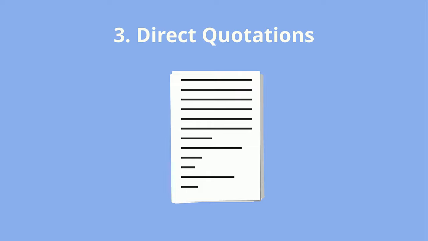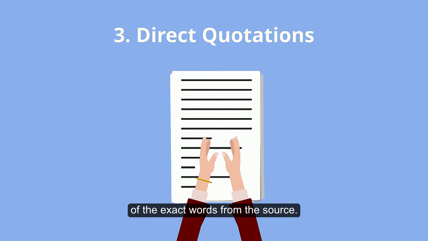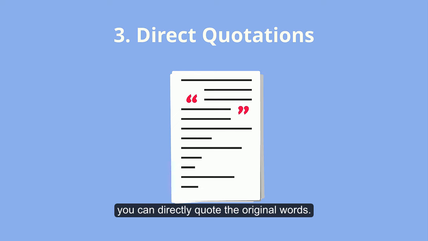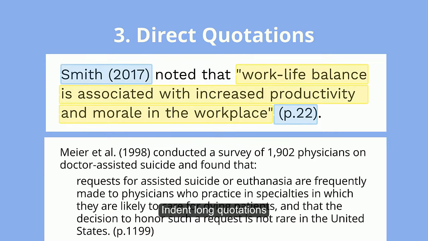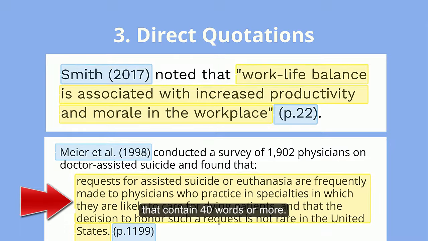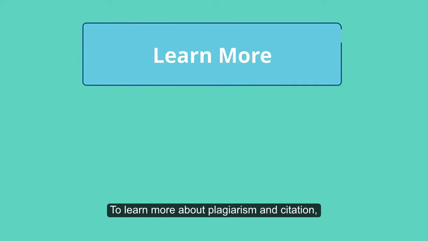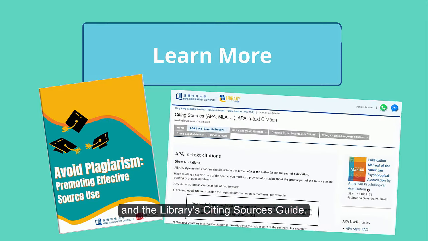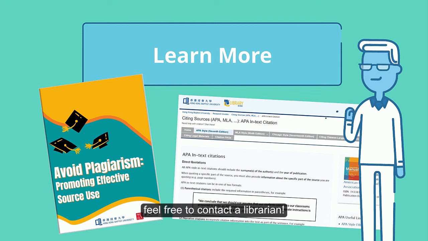Direct quotations. Sometimes, you may not want to change the meaning or lose the impact of the exact words from the source. In this case, you can directly quote the original words. Enclose the words from the source in double quotation marks and provide the page number. Indent long quotations that contain 40 words or more. To learn more about plagiarism and citation, check out the Language Center's guide on avoiding plagiarism and the library's Citing Sources Guide. If you need help with citation, feel free to contact a librarian.